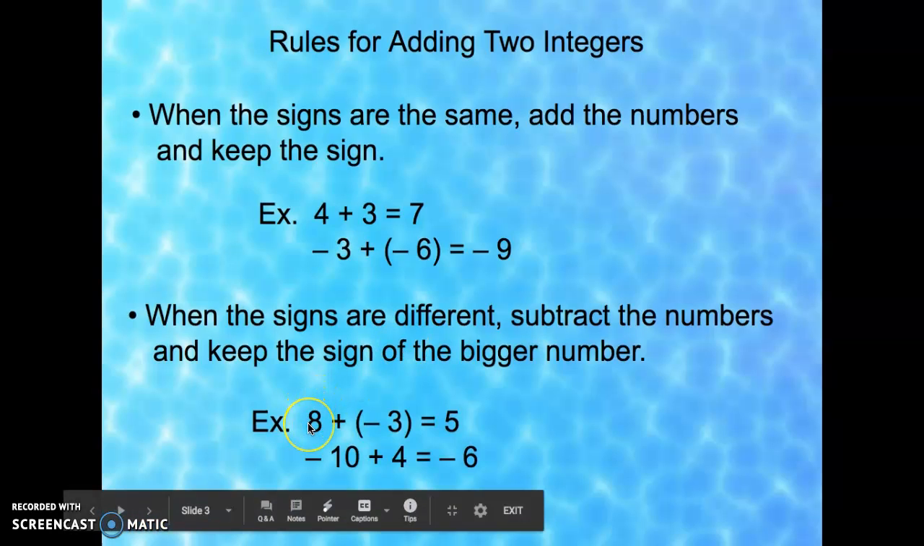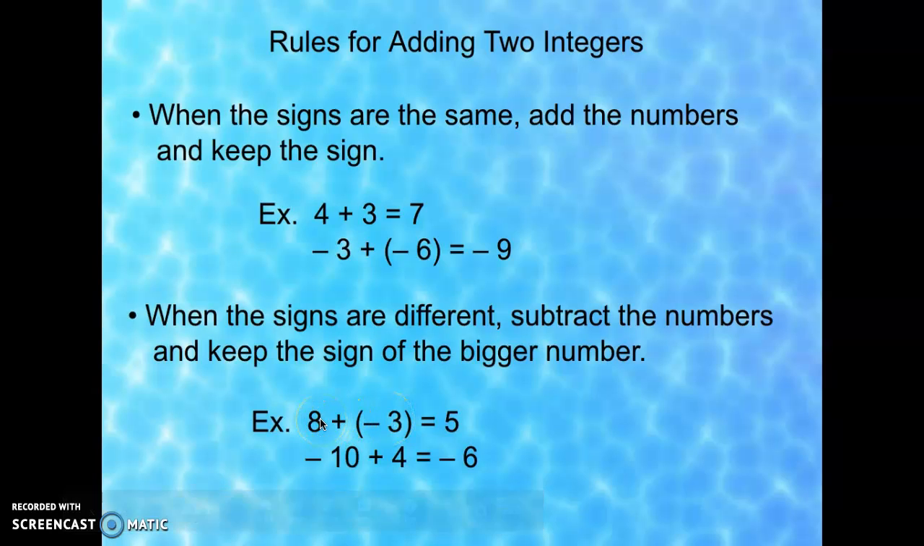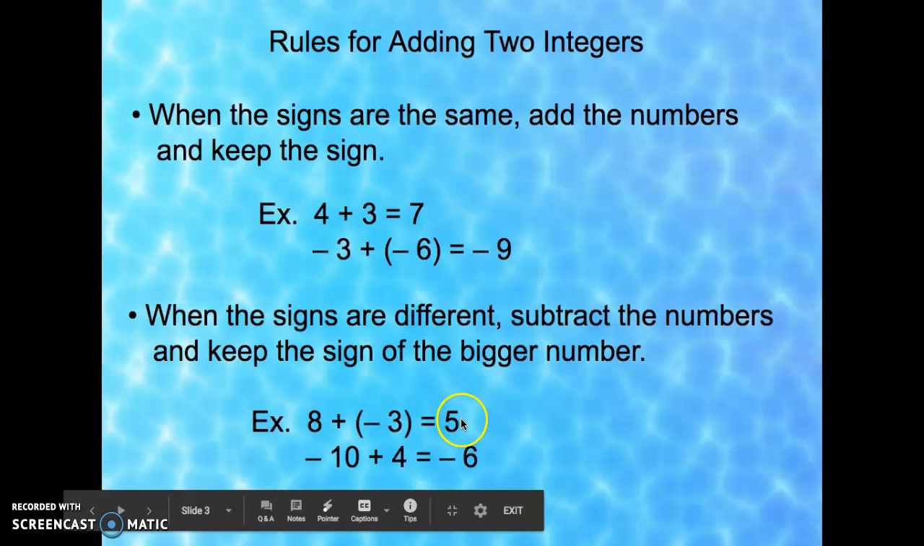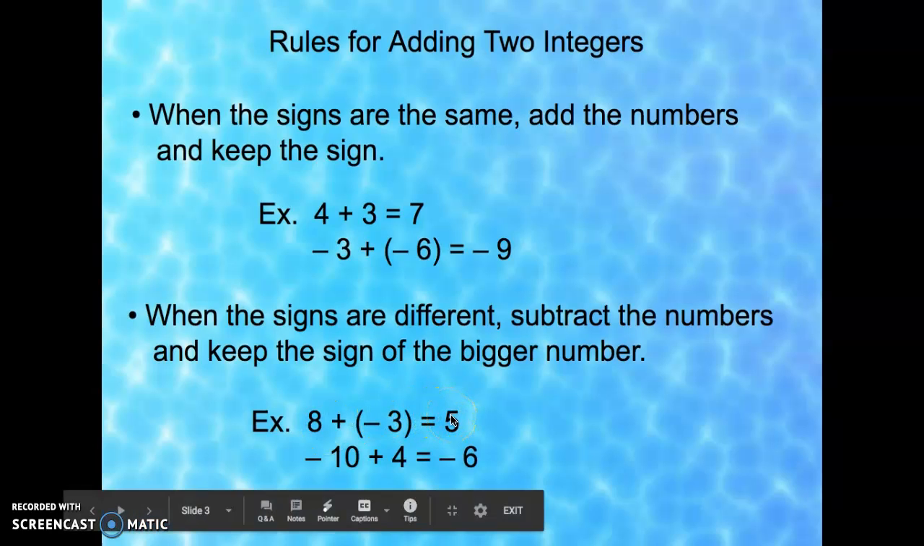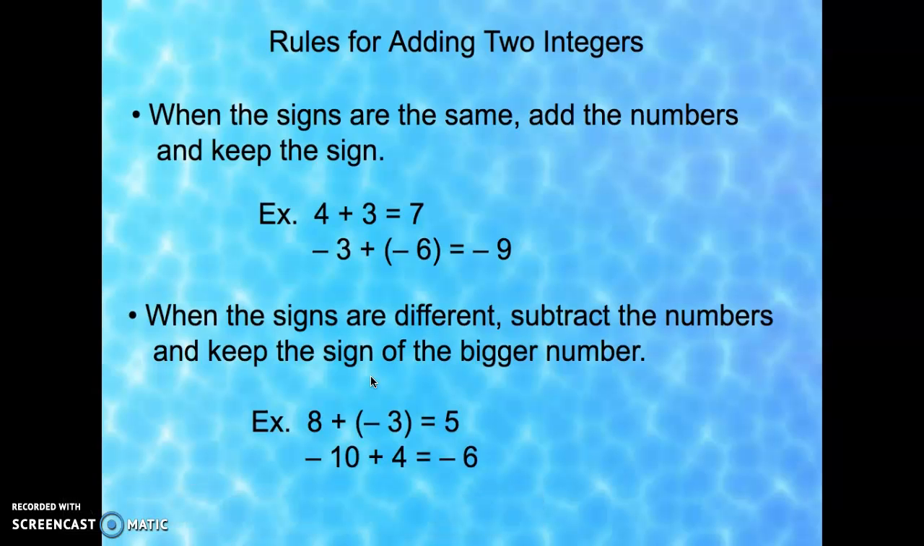So for example, a +8 plus a -3, again, the parentheses there just to separate the plus sign from our negative. One number is positive, one number is negative, so we're actually subtracting 8 minus 3. The difference is going to be 5, but the bigger number, 8, is positive, so we're going to keep our answer positive. Our last example here is -10 plus 4.